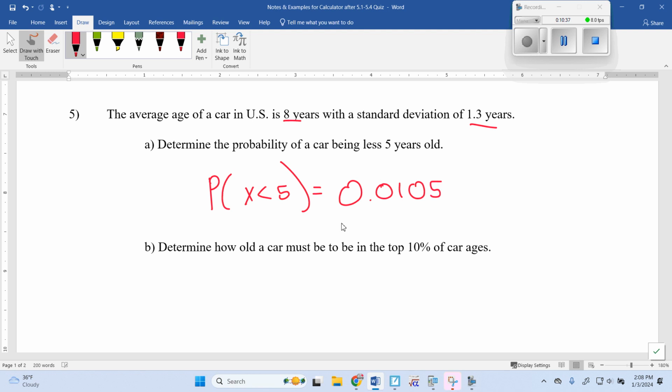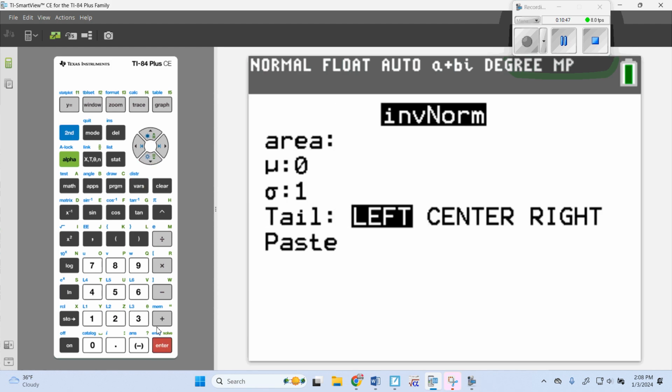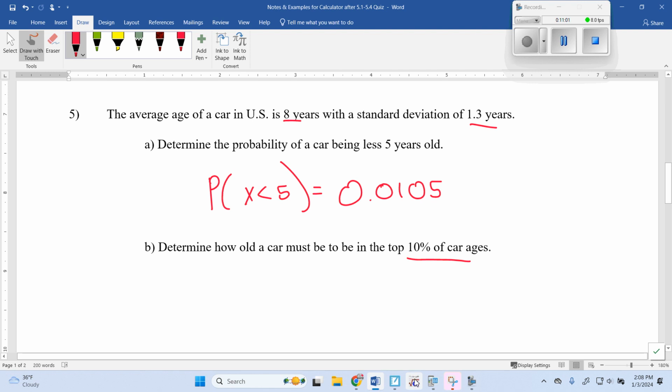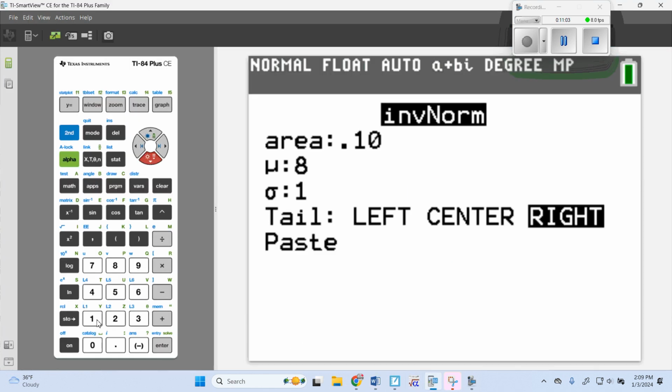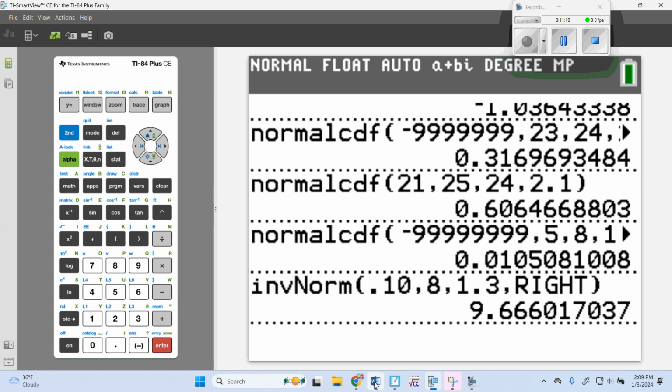We also can do inverse normal. What would be the top 10%? So we're going to go inverse normal. We want the top 10%. I am going to go right. This was 8. What was my standard deviation? 1.3. And we get our top 10% is 0.9666.